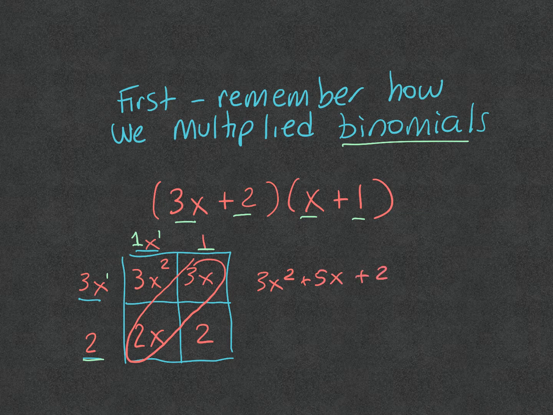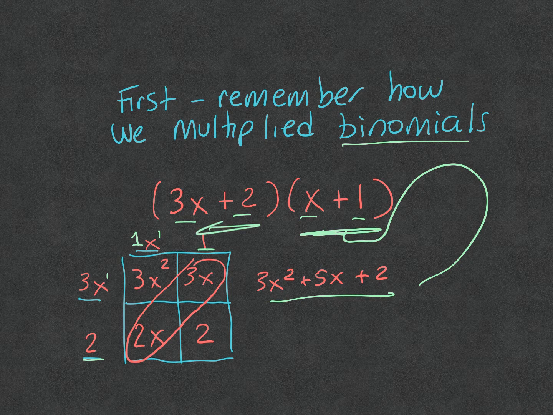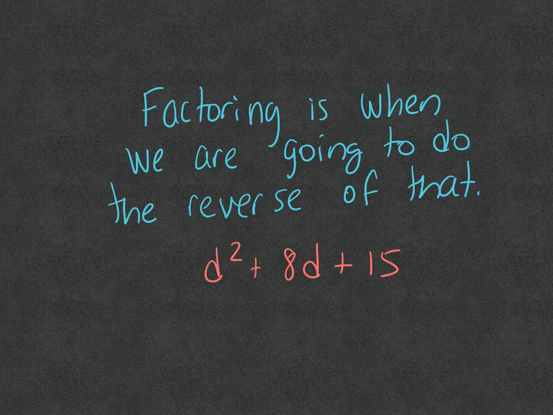So what we're going to learn today is how to take something like this, 3x squared plus 5x plus 2, and turn it back into the two binomials. It's called factoring. It's a lot of fun. So let's go on to our next slide. Factoring, we're going to do the reverse. I'm going to start with just showing you, it's like d squared plus 8d plus 15. You imagine there's a 1 in front of it.